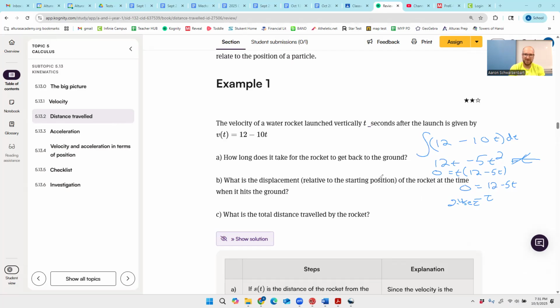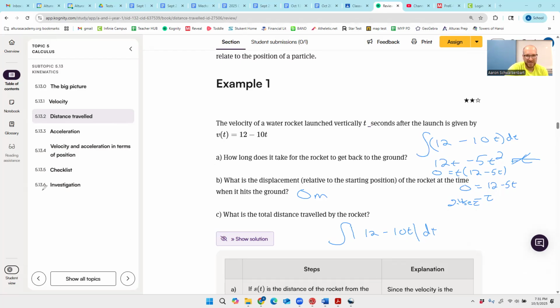What is the displacement relative to the starting position of the rocket when it hits the ground? The change in position is 0 meters. What is the total distance traveled by the rocket? Well, you could do this on the calculator, and that should work. Or you could figure out its position at halfway, 1.2 seconds, and double it.